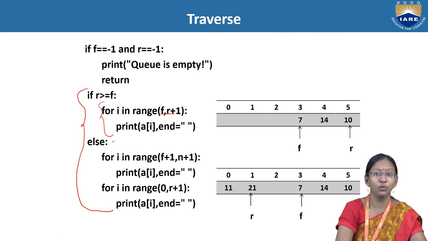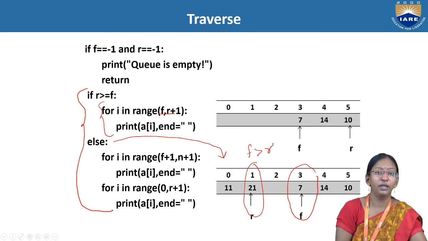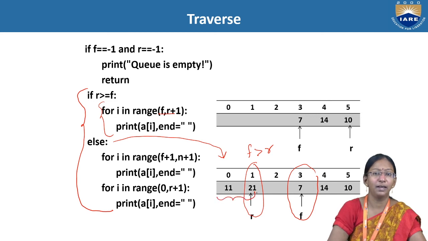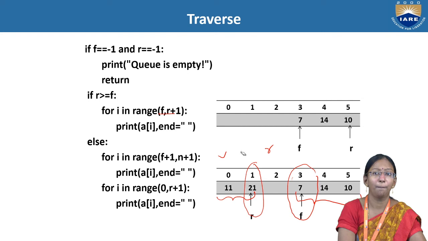The picture goes like this. You can see that the value of front is 3. The index value I'm talking about, rear is 1. So the value of front is greater than rear, which is the else part. Then how do you have to display the queue? Very simple. From 0 to rear, and then from front to n-1 index values, right? So this is the content which we have to print, and the Python code for the same is given below, right?